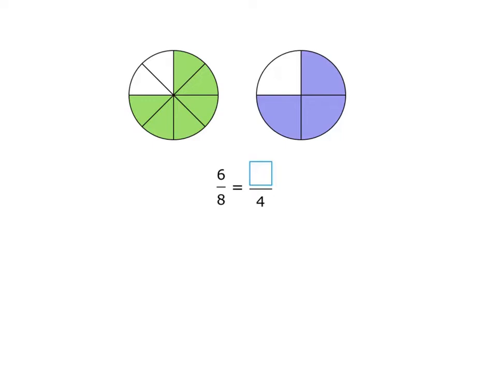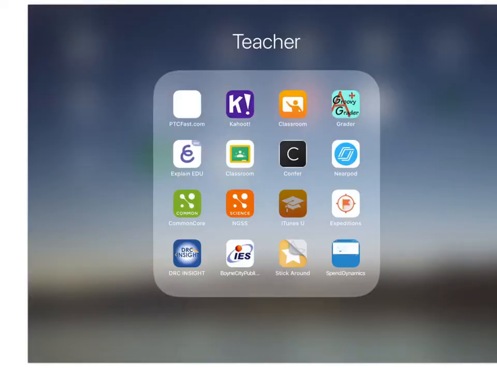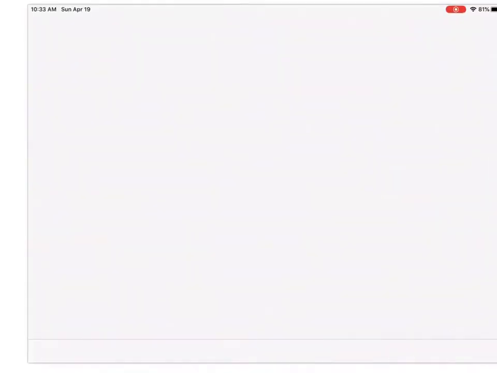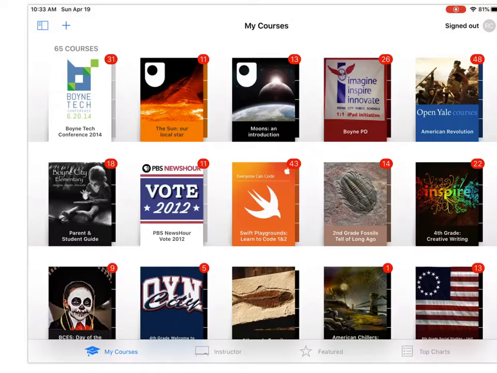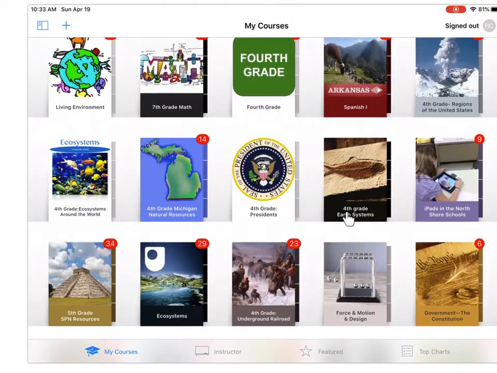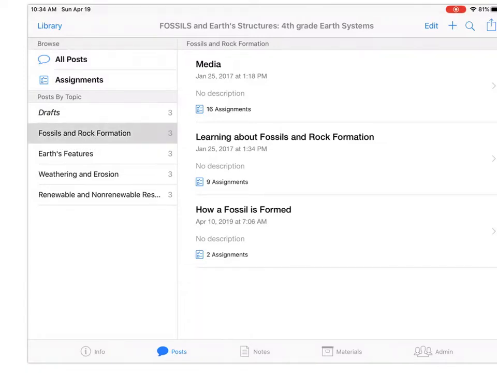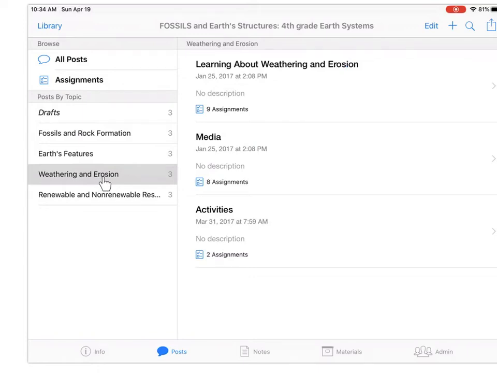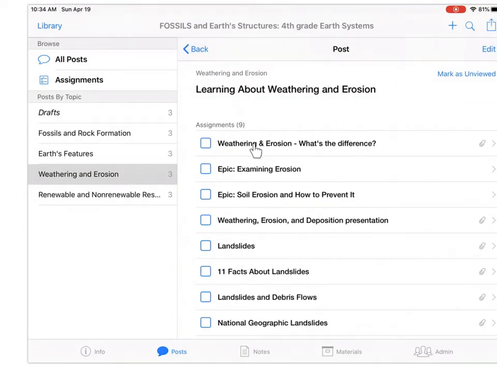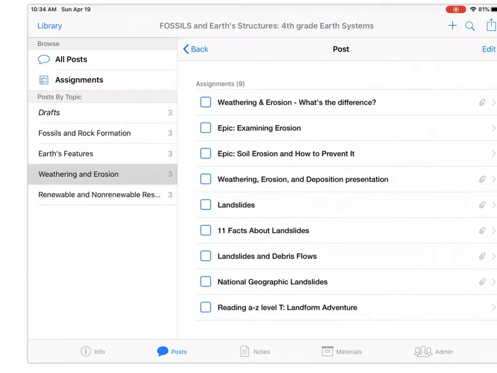When you get to science today, remember science is going to be in iTunes U, so go ahead and go into iTunes U. Going to go into Earth Systems, which is this one right here with the fossil of a fish, 4th grade Earth Systems. We've done some fossils, we've done some Earth features. Today we're going to look at weathering and erosion. I'm going to go into learning about weathering and erosion, and I want you to check out anything that you find interesting here. Check them off as you learn and read or watch anything about erosion today.